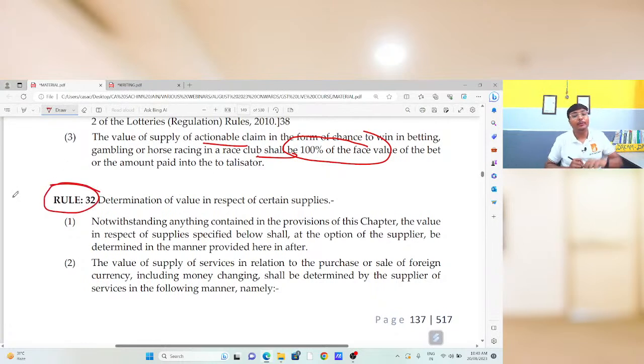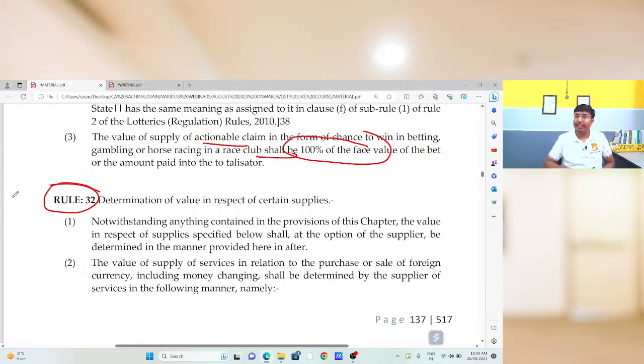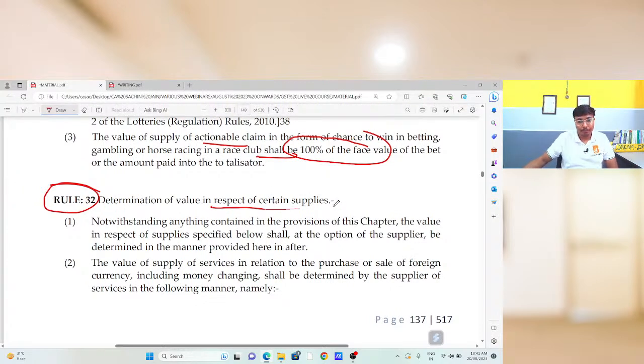So rule number 31 was specifically applicable for lottery. In case of lottery, the value of supply will be face value multiplied by 100 divided by 128, or the price published in the official gazette, whichever is higher. And in case of actionable claim, 100% of the face value will be treated as the value of supply. Now we have rule number 32, which is applicable in case of determination of value in respect of certain supplies.